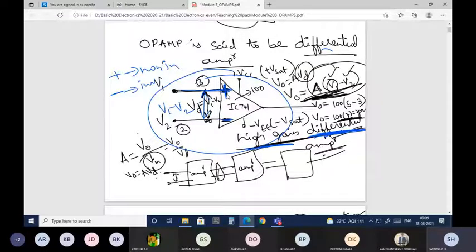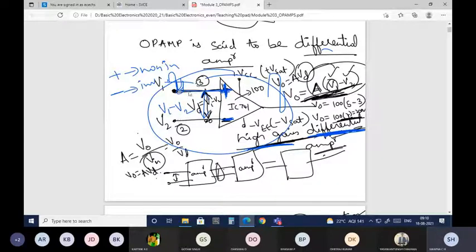So why is it called non-inverting and why is this called inverting? It is called non-inverting in the sense that when you give input only to this non-inverting terminal and calculate the output, the output will be in phase. If I'm giving a sinusoidal signal here, I'll have a sinusoidal signal there too, but with high amplitude, and both will be in phase. In phase means there won't be any phase shift. That is why we call this the non-inverting terminal.